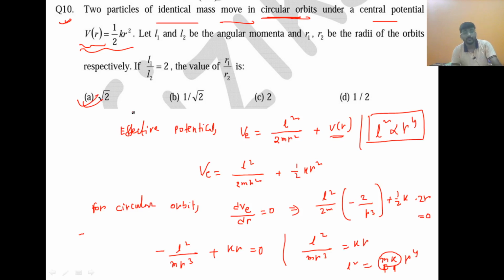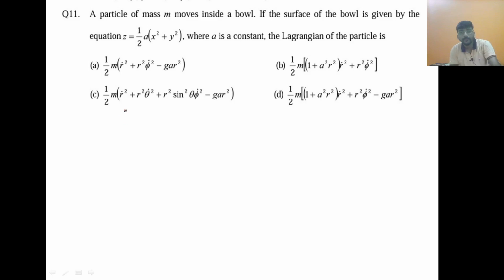Now let me move to the next question. Here is the question. A particle of mass m moves inside a bowl. If the surface of the bowl is given by the equation z is equal to half a into x square plus y square, where a is constant. The Lagrangian of the particle is given by.